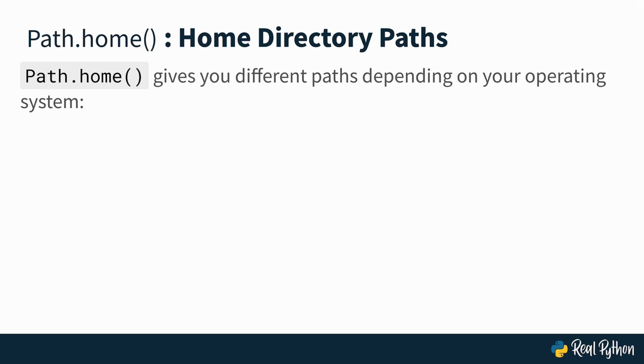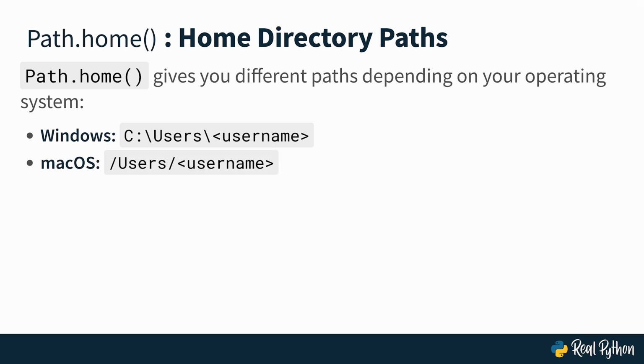Let's look at the 3 different options that you're likely to encounter. If you're on a Windows system, then it will point to C:\Users\ your username. If you're on macOS, as you just saw, it points to /Users/ your username. And if you're on Ubuntu Linux, then it's going to point to /home/ and then your username. And in all of these cases, you just use Path.home. So you use the same method in order to get different paths. And which path you get, again, depends on your operating system.